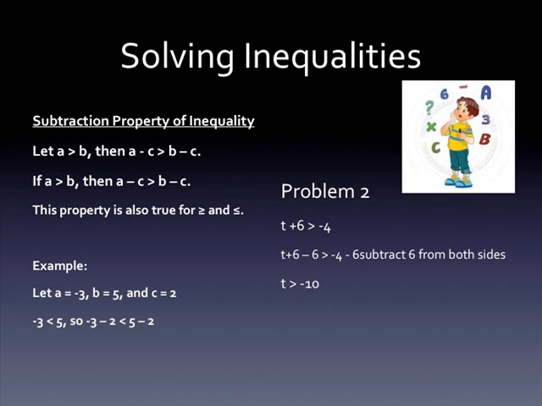Example 1. Let A equal negative 3, B be 5, and C equal 2. We know that negative 3 is less than 5, so negative 3 minus 2 is less than 5 minus 2. Let's look at problem 2. T plus 6 is greater than negative 4. Well, we would need to subtract 6 from both sides. And when we subtract 6 from both sides, we get T is greater than negative 10.